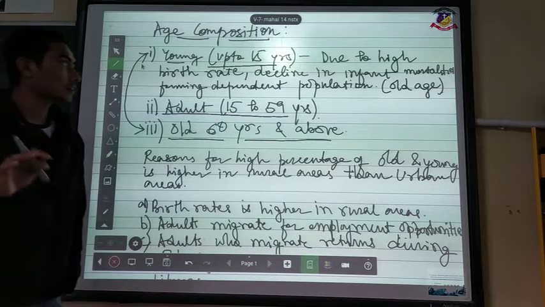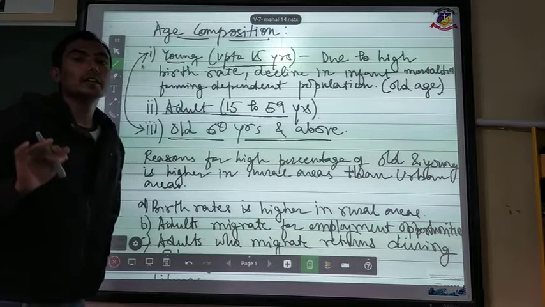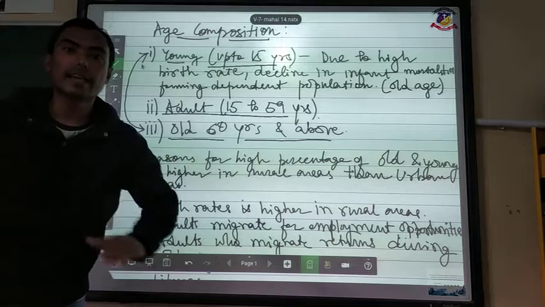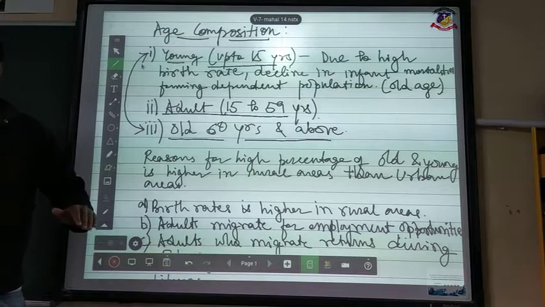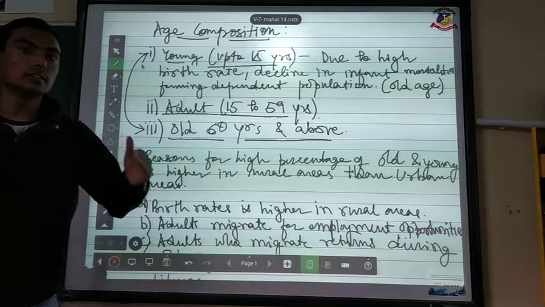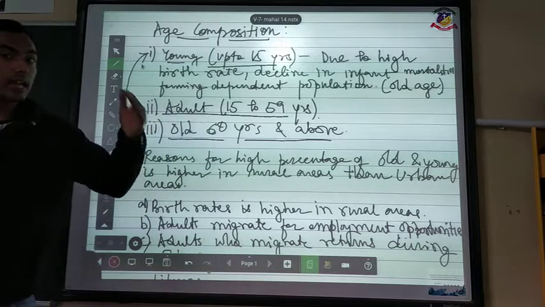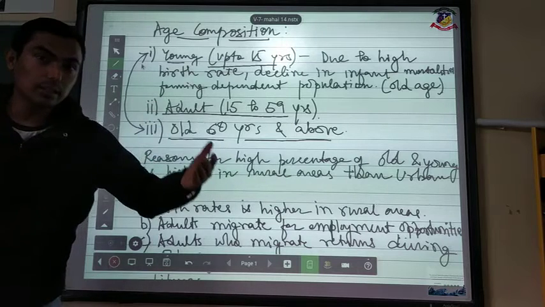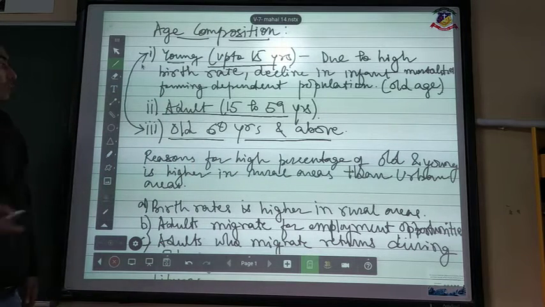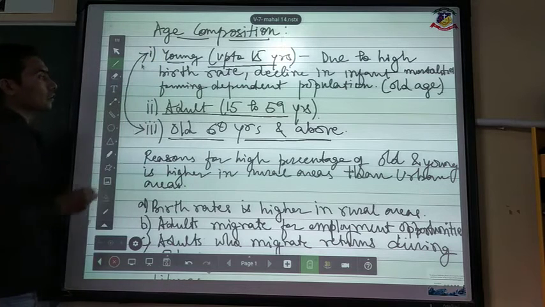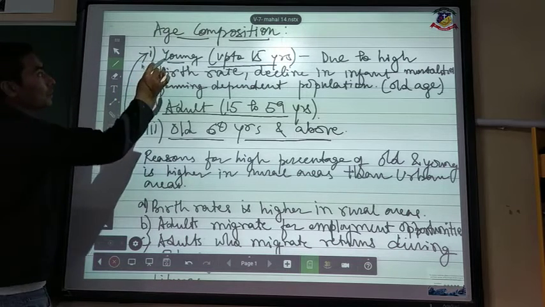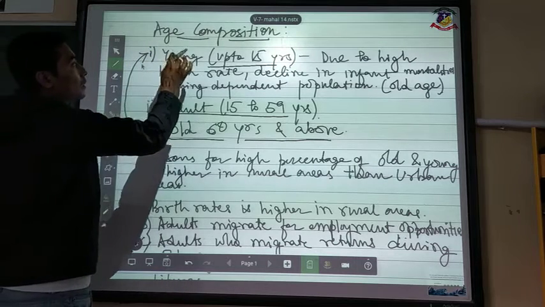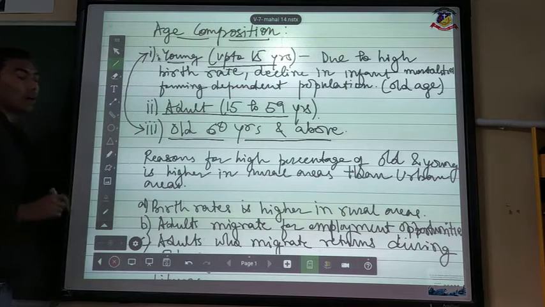Now, why they have been referred to as a dependent population is because these two do not perform any type of economic activity. Economic activity means they do not earn any income. So, as they do not earn any income, they become dependent on the family or on the parents, and that is why it has been referred to as a dependent age composition.